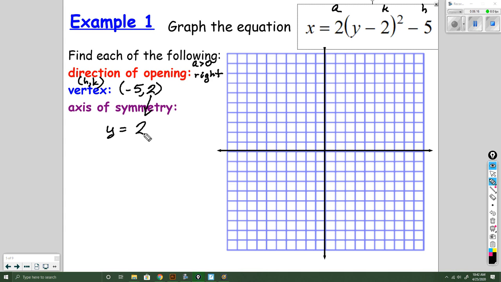All right, so some things are different than a normal parabola that we graphed in the last section. So we have y equals 2 as the axis of symmetry. You can make that a dotted line. Now let's draw the vertex, -5, 2. Now it's opening to the right.